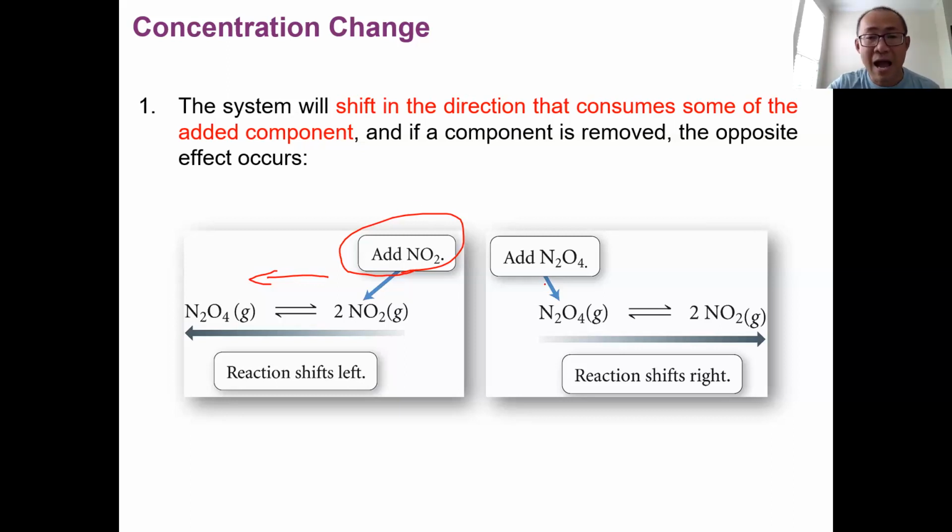And same, adding reactant, the system wants to reduce the reactant by what? By shifting to the right to get more product. So see, that's called reduce the stress. Always keep that in mind, reduce the stress. Adding reactant, shift to the right. Adding product, shift to the left, so that the stress is reduced. And vice versa if you remove something.